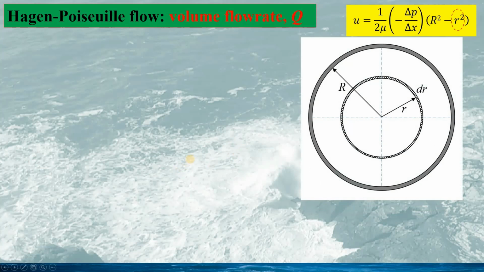Now we can calculate the volume flow rate through the pipe. Look at the vertical section of the pipe. It would give something like this. And the velocity distribution would be written as this. Here we use r instead of y because the flow distribution would be axisymmetric.